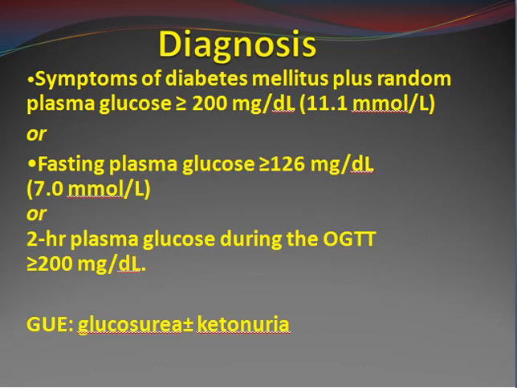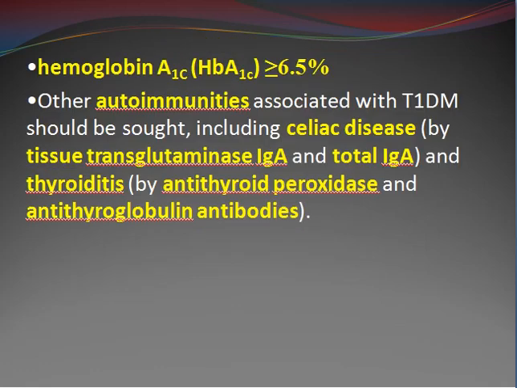Diagnosis: symptoms of diabetes mellitus plus random blood glucose level equal to or more than 200 mg per deciliter, 11.1 mmol per liter, or a fasting plasma glucose equal to or more than 126 mg per deciliter, 7 mmol per liter, or 2-hour plasma glucose during the oral glucose tolerance test equal to or more than 200 mg per deciliter. General urine examination will reveal glucosuria plus or minus ketonuria. Hemoglobin A1C level is equal to or more than 6.5.